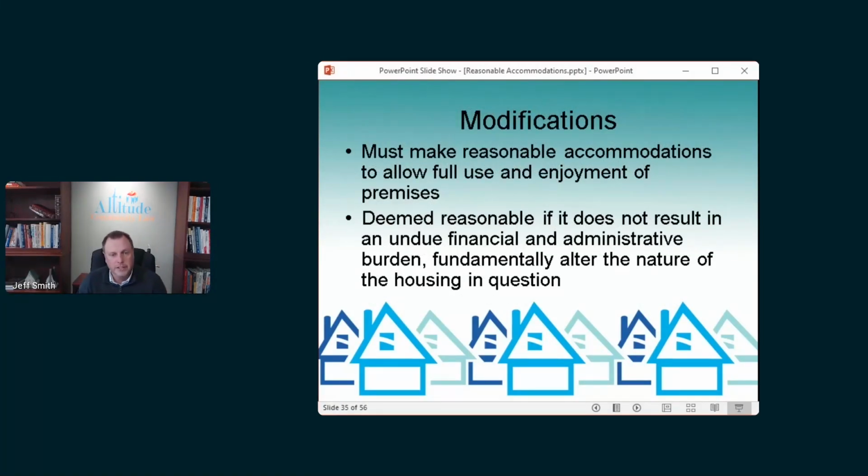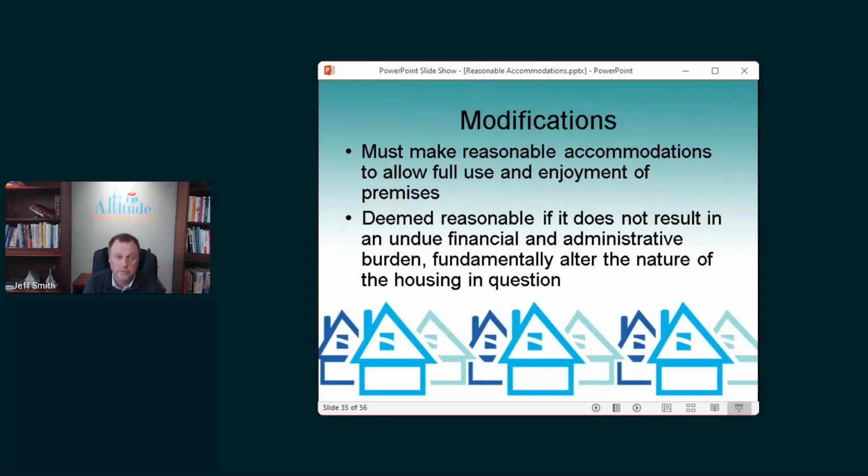Must make reasonable modification to allow full use of the premises. It's deemed reasonable if it does not result in an undue financial and administrative burden or fundamentally alter the nature of the housing in question. So if we're trying to deny something, consider undue financial and administrative burden. Maybe someone is housebound and asks, as a reasonable accommodation, for the association to pay for a driver to pick them up and take them to the grocery store so they can get groceries. That is not something we have to approve.